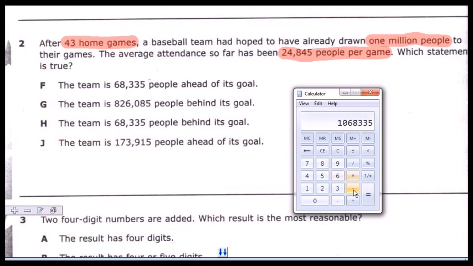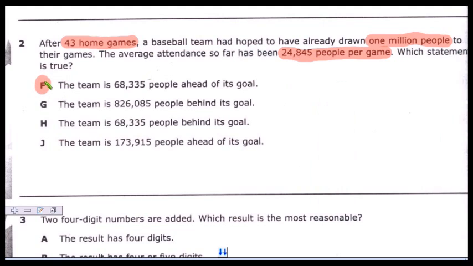So if we subtract now 1 million, which was our goal, and remember 1 million has 6 zeros behind it, my answer is 68,335. So the goal was 1 million. We are that many more people ahead already of the goal. So the answer choice F, the team is that many people ahead of its goal, would be correct. Okay, so the answer choice F is correct.